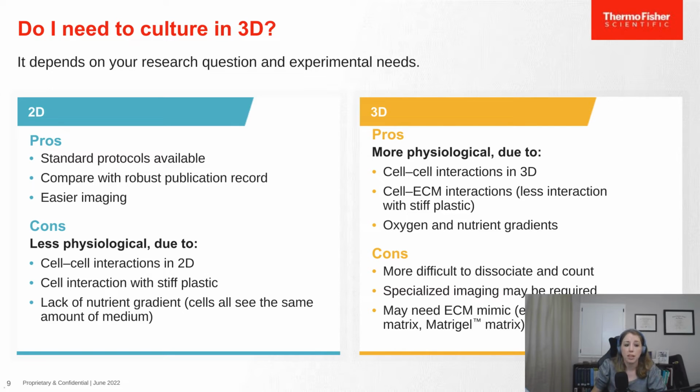Cells in 3D, on the other hand, have 3-dimensional cell-cell interactions, do not interact much, if at all, with a relatively stiff substrate. And the cells will have different access to the nutrients from the medium depending on where they are located within the spheroid of cancer cells. However, 3D cultures are notoriously difficult to dissociate and often utilize specialized protocols and equipment for imaging. Therefore, depending on your research question, you may or may not want to undertake 3D culture, or you may want to start with 2D culture and progress to 3D at a later point.